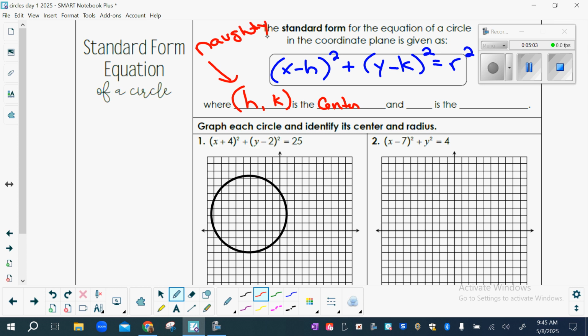How do I know that? Because it's in parentheses. It's a not. H and K, center, and it's not. And then finally, we need a radius. We're going to take that guy, but we don't want r squared. We want him square rooted. And that is our radius.